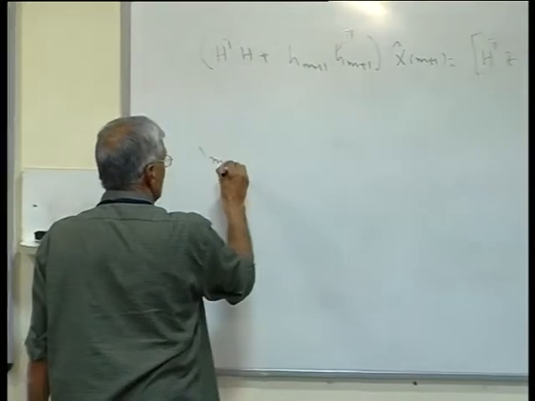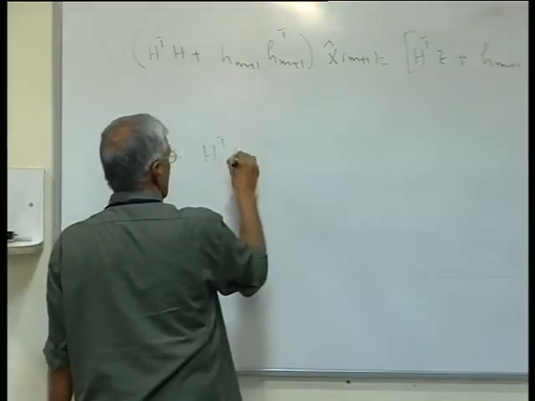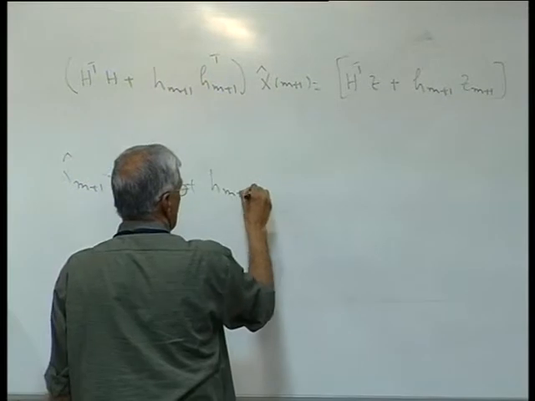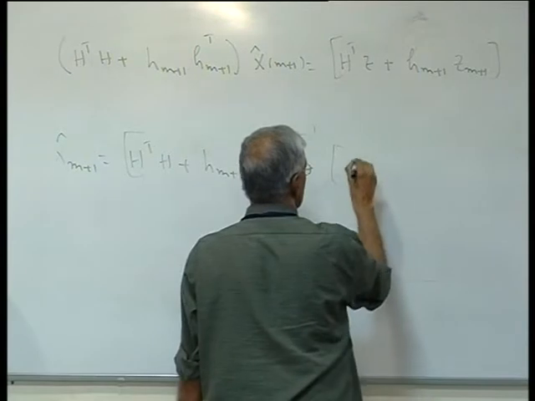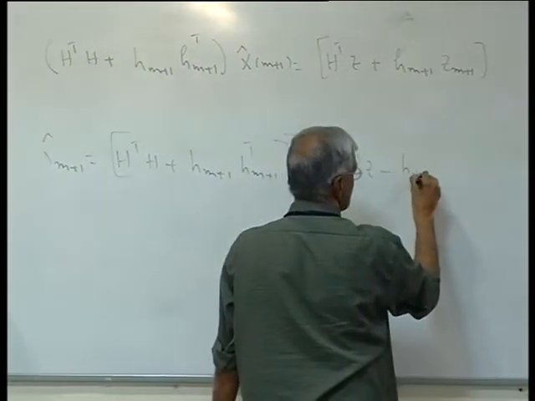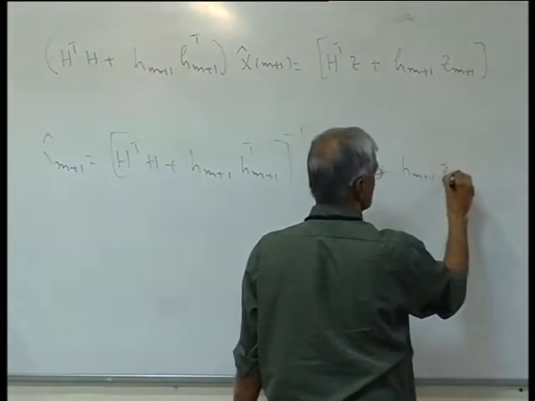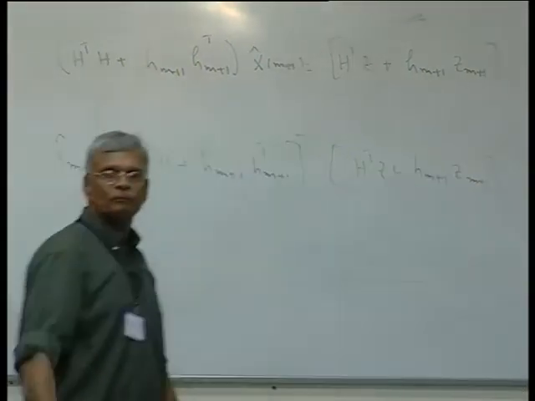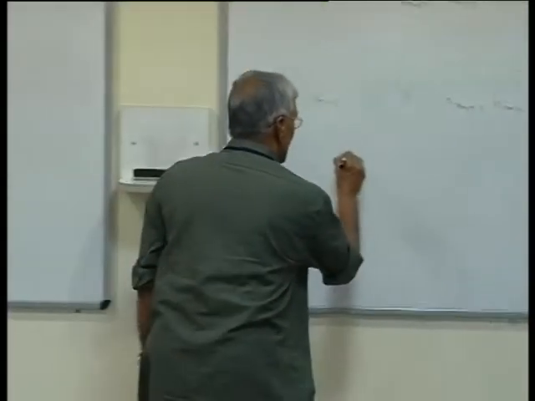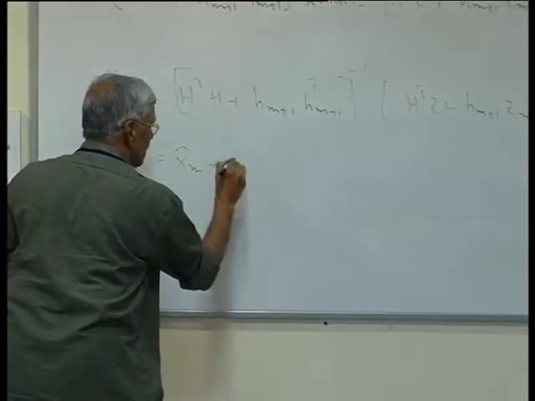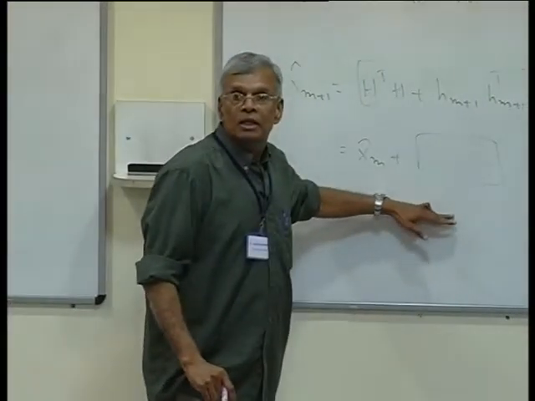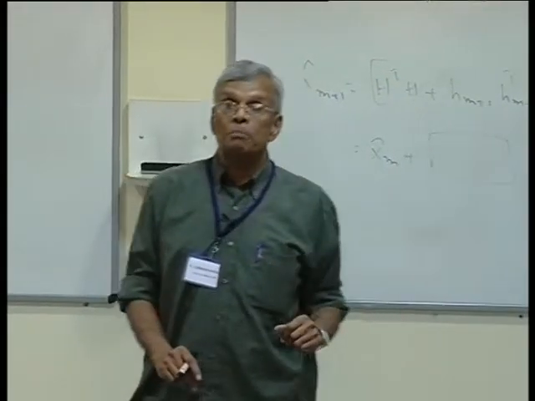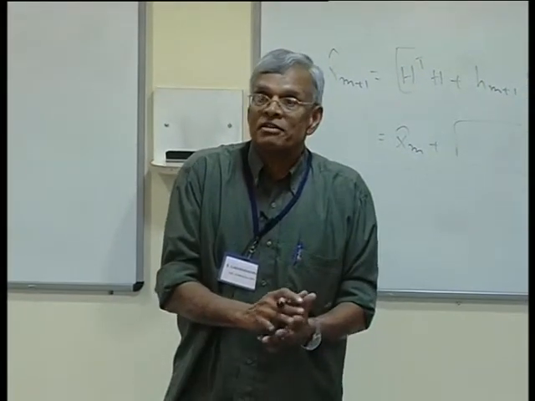So the new estimate is equal to (H transpose H plus H_{m+1} H_{m+1} transpose) inverse times (H transpose Z plus H_{m+1} Z_{m+1}). What would I like to do? I would like to be able to express this as x hat m plus an add-on. To go from here to here, I'm now going to use a beautiful lemma in matrix theory. It's called the matrix inversion lemma.